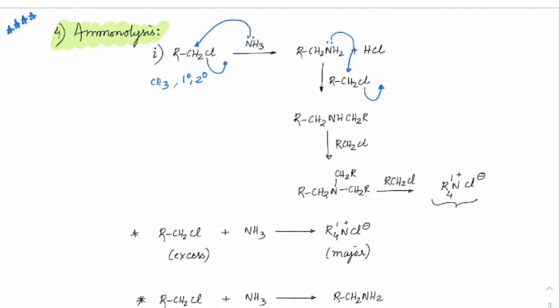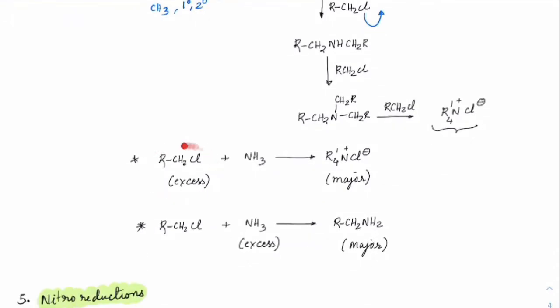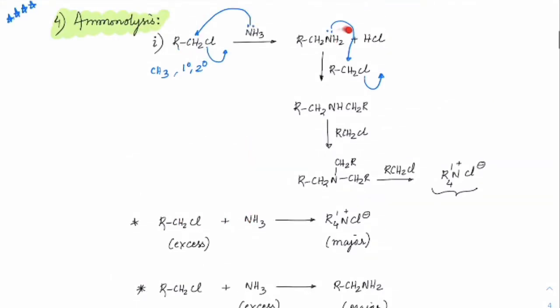Now I can control this reaction either at primary or secondary by controlling the amount. For example, if I have the alkyl halide in excess, then ammonia will keep on attacking. First primary will form, then secondary, then tertiary, and finally it will go up to the quaternary ammonium salt. That would be the major product.